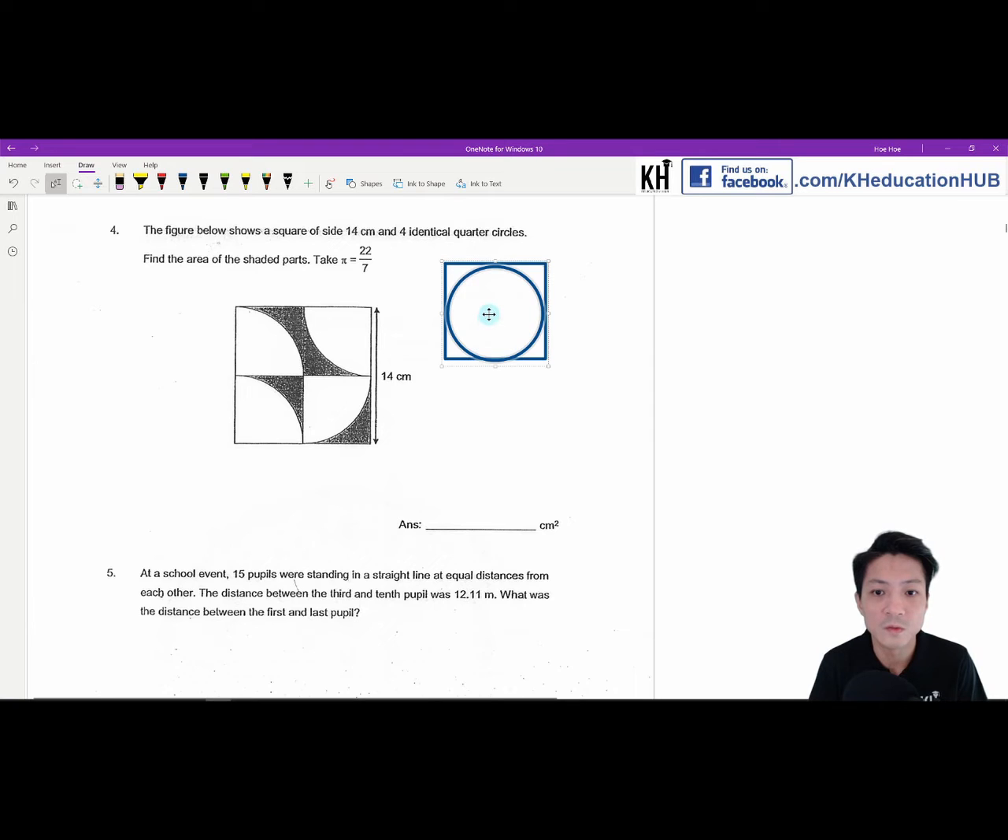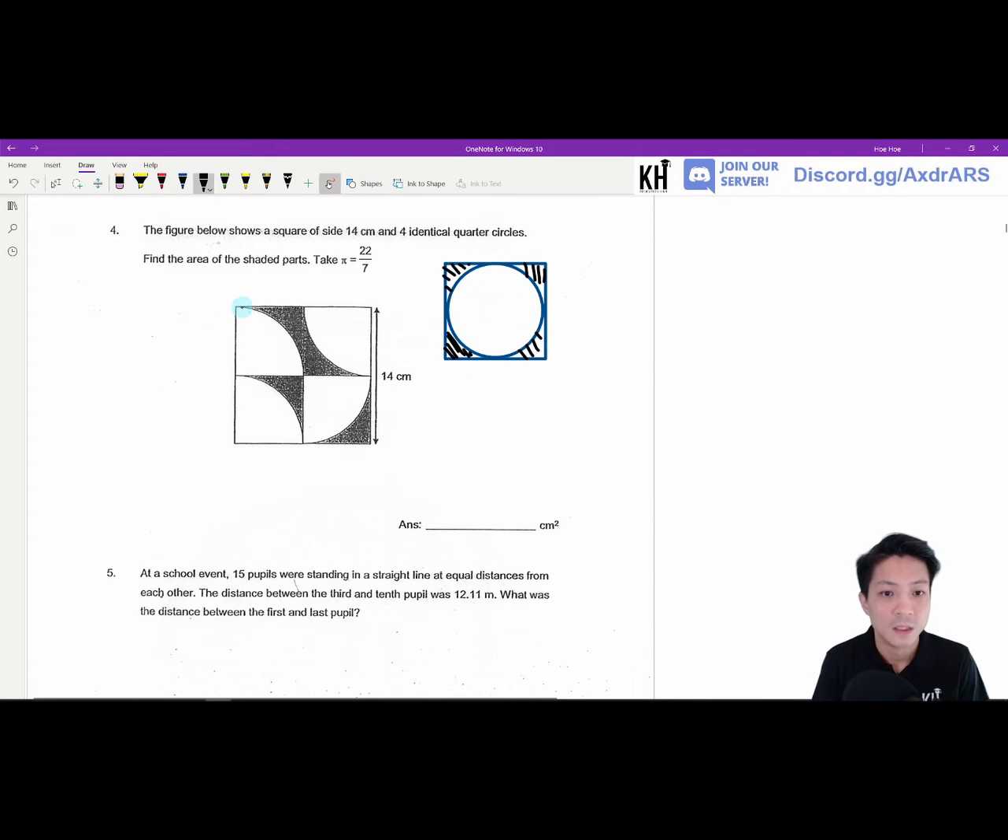Try to move it a bit better. Upwards a bit more. Okay, the shaded part will be here. So in order to find the shaded part, we just need to find the area of the square minus the area of the full circle.